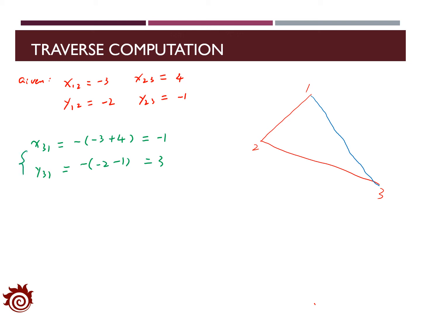Also, we can find out the value about the azimuth. We have tangent A31 as minus 1 over 3, that is negative 1/3. For the distance D31, it equals the square root of minus 1 squared plus 3 squared. That is square root of 10. So that's the way for us to deal with the segment with one side missing.